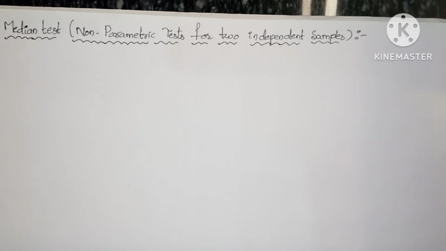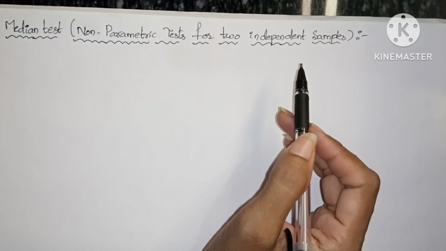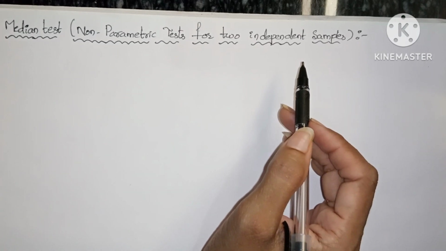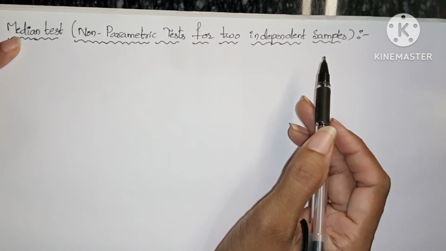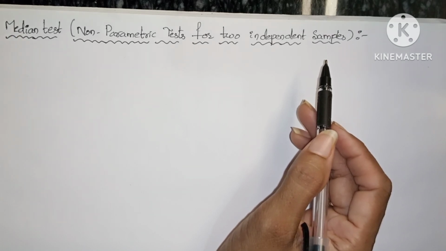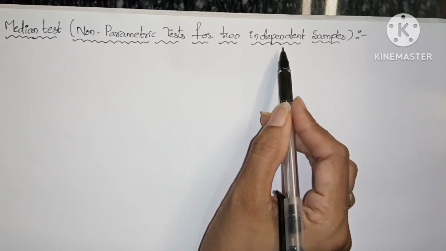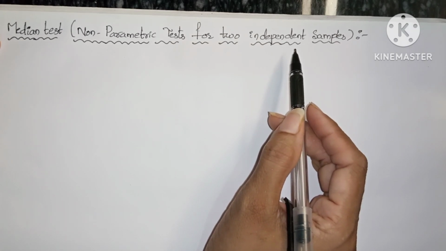So now I'm going to tell you about the median test. It is one of the methods in non-parametric tests for two independent samples. The other methods are the Mann-Whitney U-test and the Wald-Wolfowitz runs test. So these are the three methods to test two independent samples in non-parametric tests. Now we are going to learn about the median test.